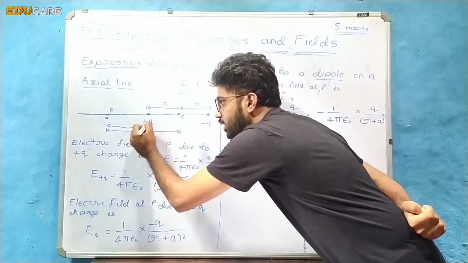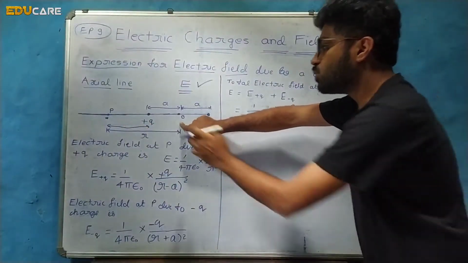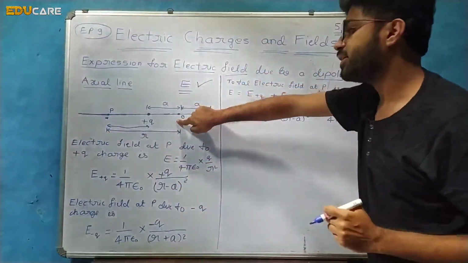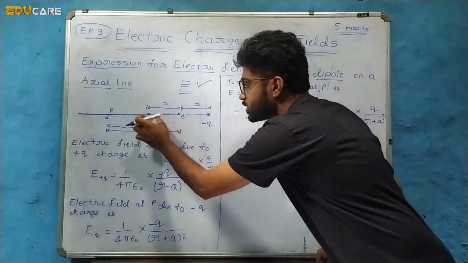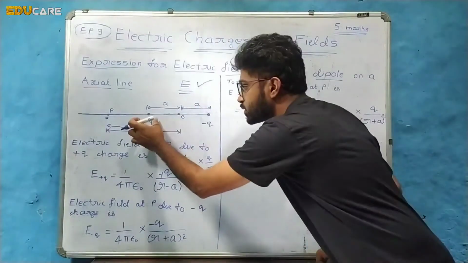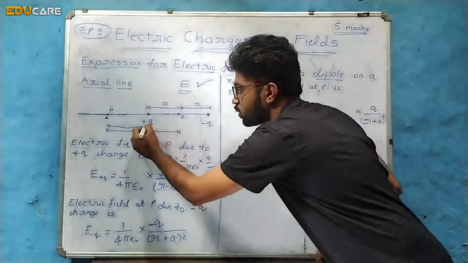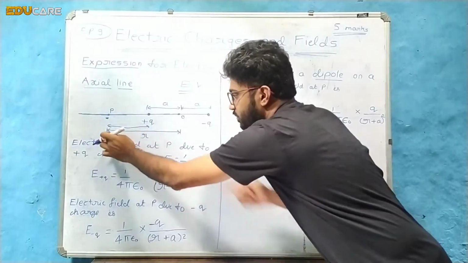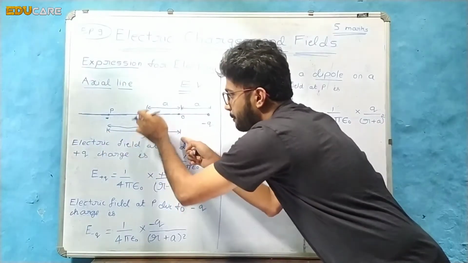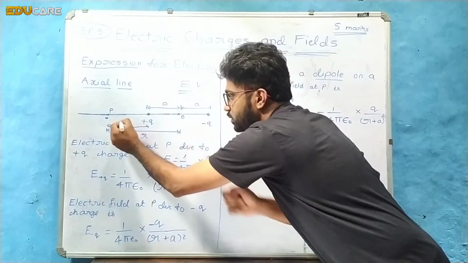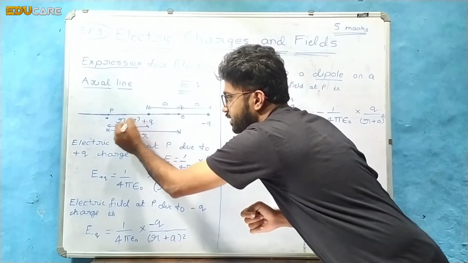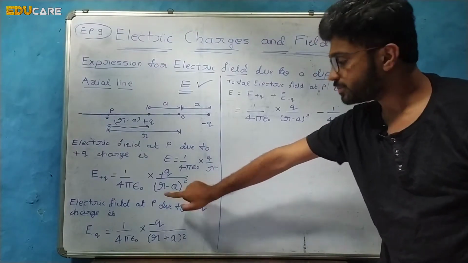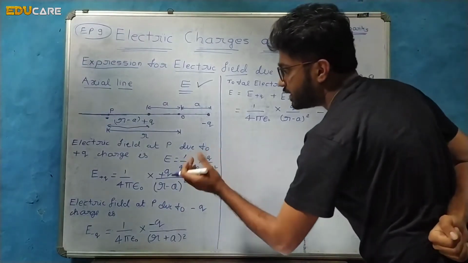We know that the distance from O, means from the midpoint, to the point P is R, and the distance of plus Q from O is A. So the distance of plus Q from P can be written as R minus A, which gives this length. So we replaced R by R minus A. Clear?